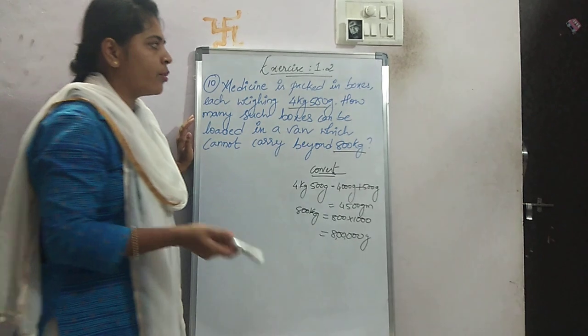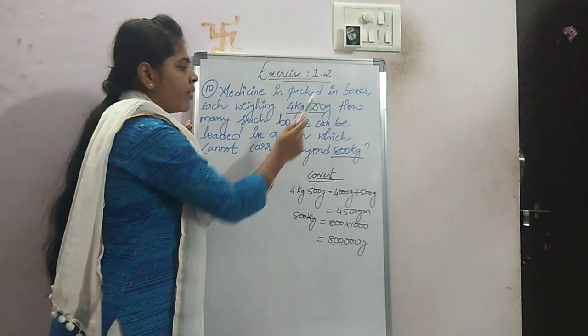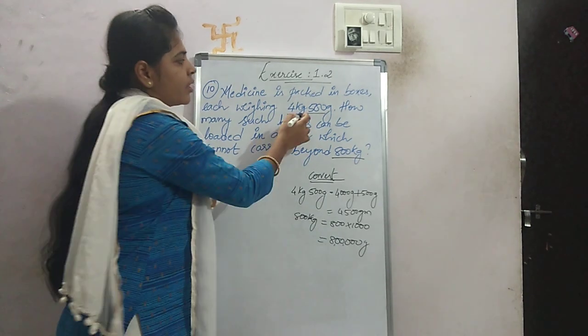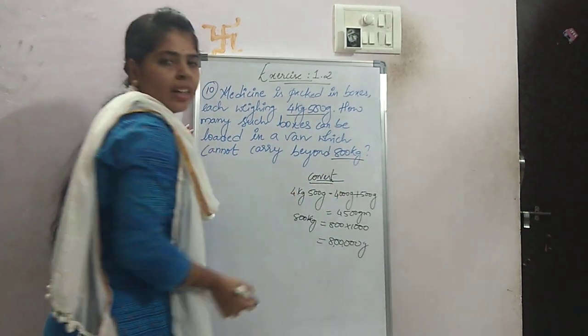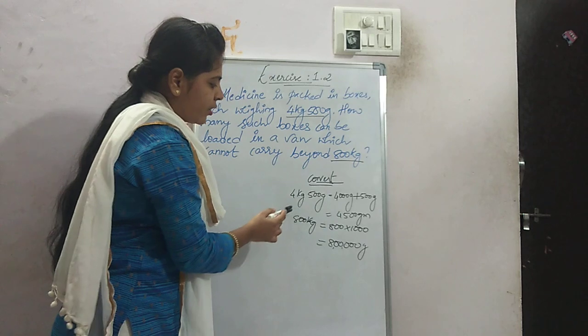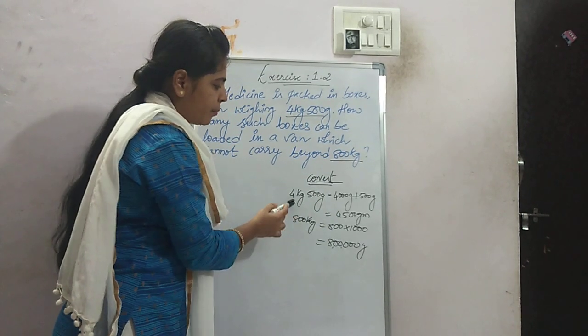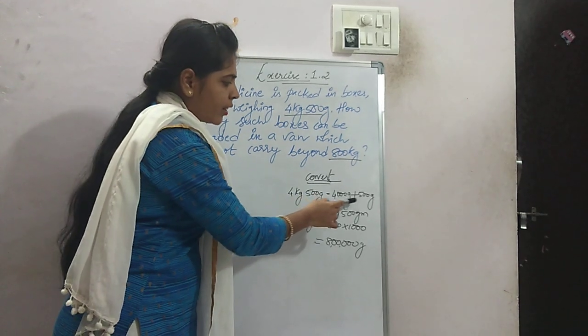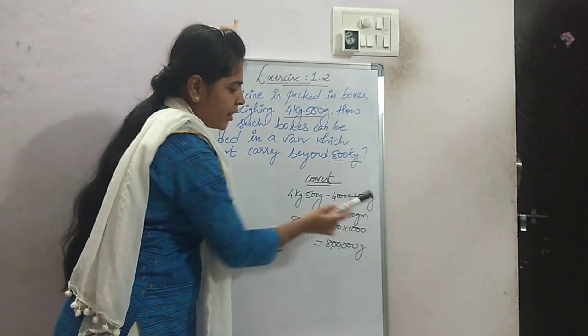As I already said in the previous problem, whenever the measurements are given in different units, we have to convert them. Here it is given in kg and gram, and this is given again in kg. So here is the conversion: 4 kg 500 gram. You already know that 1 kg is 1000 gram. So 4000 gram plus 500 is 4500 gram.